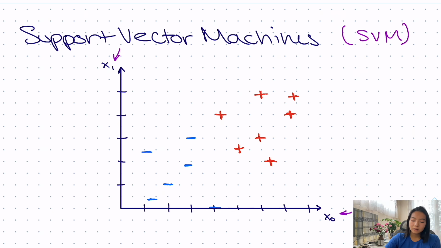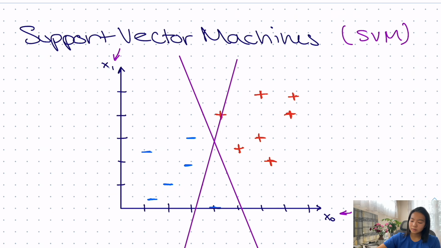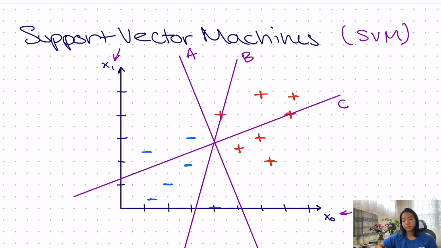Let's see a few examples. Okay, so first, between these 3 lines, let's say A, B, and C, which one is the best divider of the data? Which one has all the data on one side or the other? Or at least if it doesn't, which one divides it the most, right? Like which one has the most defined boundary between the two different groups?